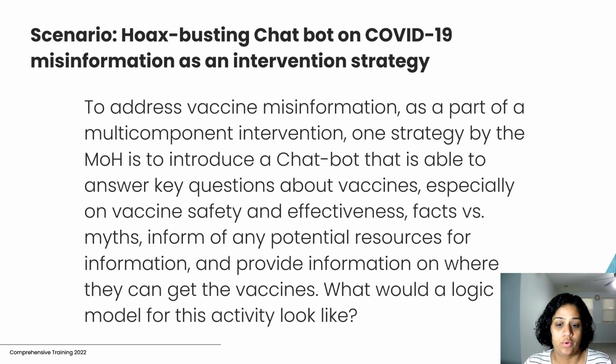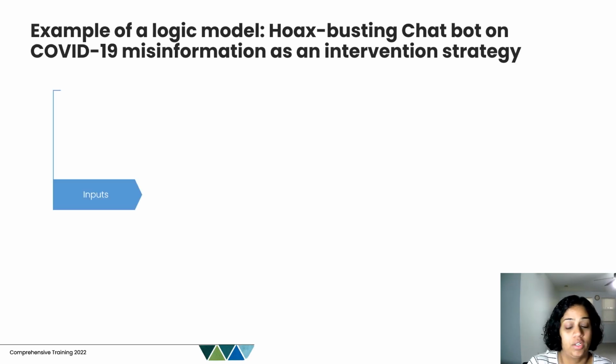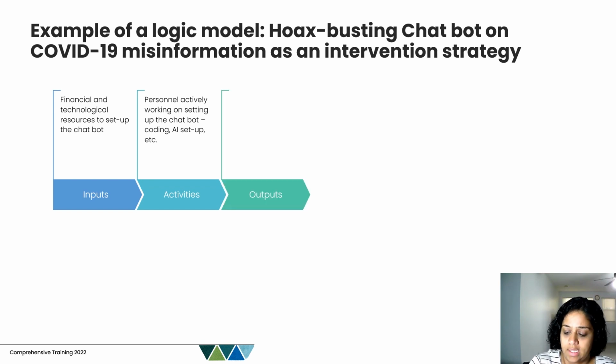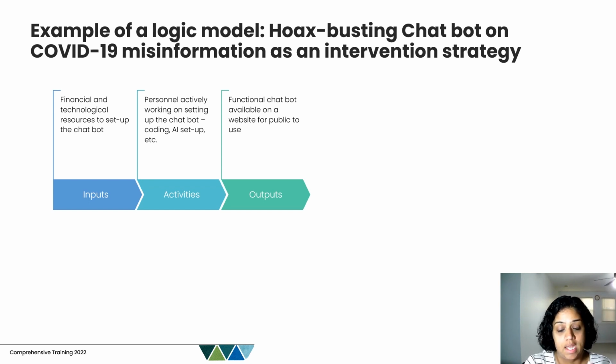So let's look at what that logic model would look like. I'm just showing you an example, so it's just one component of the activity. You have your inputs. The inputs might be any financial or technological resources you would need to set up a chatbot. The activities will then include personnel working on setting up the chatbot, and technical staff working on coding or AI setup and such. And then that will lead to the output of actually having a functional chatbot that is on the website and ready for use by the public.